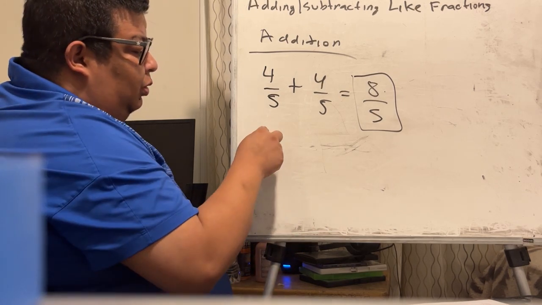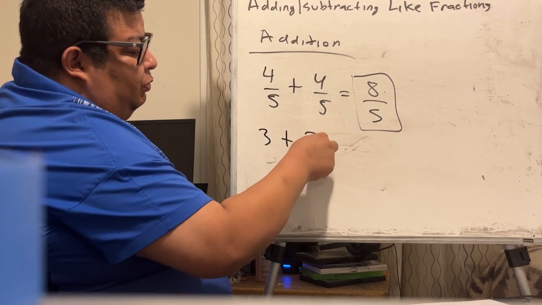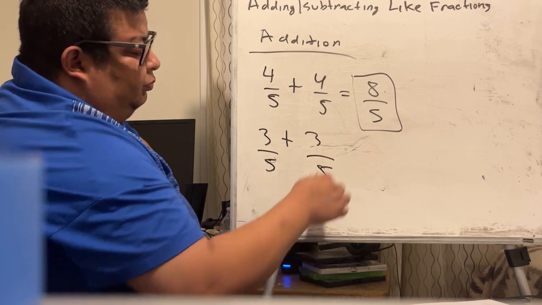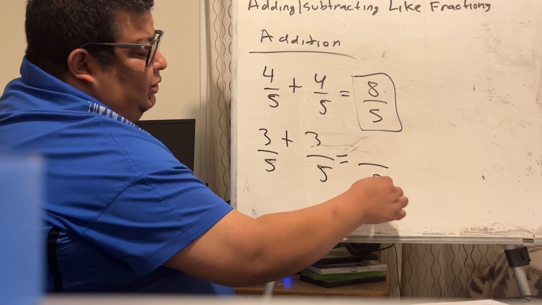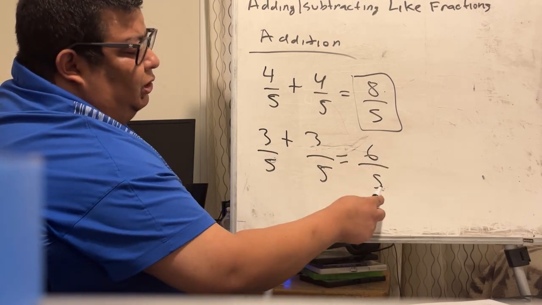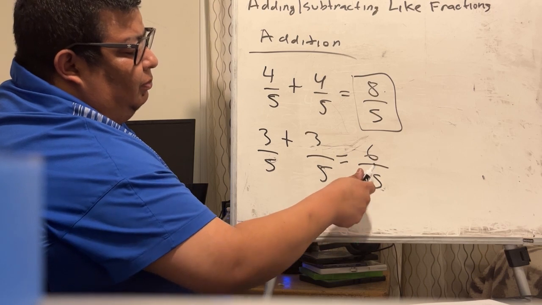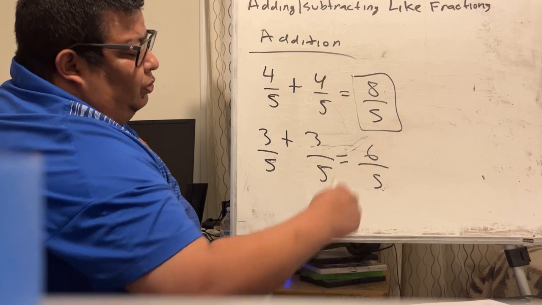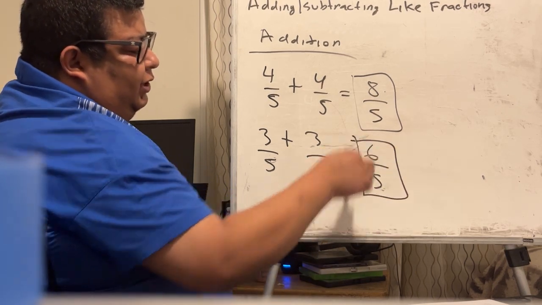Let's look at one more. 3/5 plus 3/5. Okay, so you add, same denominator, 3 plus 3, 6. Even number, odd number, can you divide by a number in this case? Nope. So this will be your final answer.